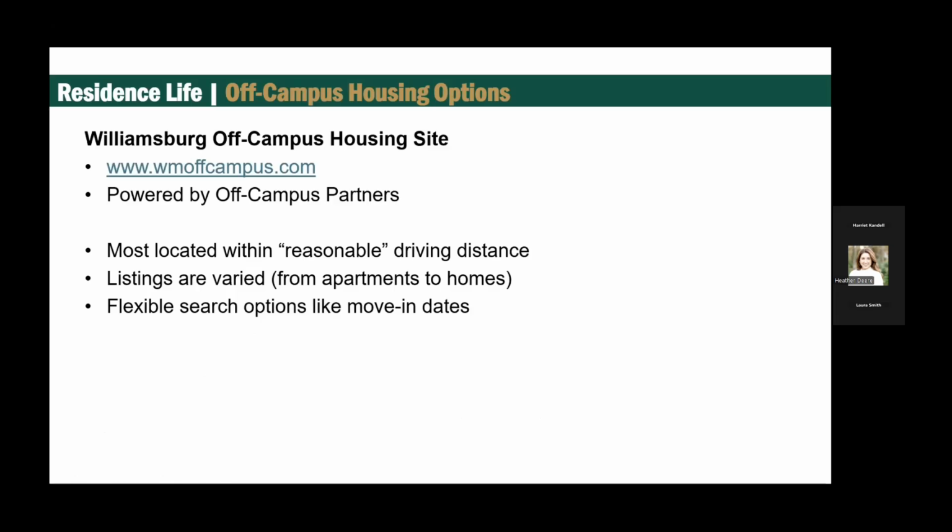A great place to jump off for the off-campus search is the website wmoffcampus.com. It is powered by Off Campus Partners. Most of the properties there are located within a reasonable driving distance, and listings vary from houses to homes, with flexible search options like move-in dates. We really encourage rising juniors and seniors considering off-campus to look there as that jumping-off piece, as they're also considering the items shared previously about off-campus housing.